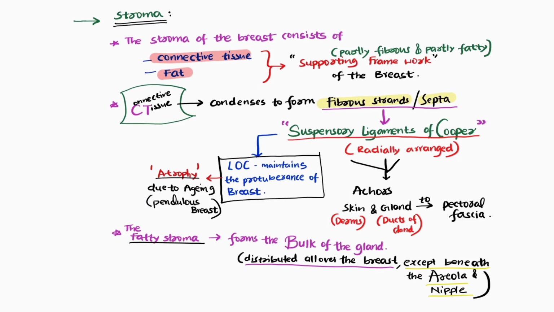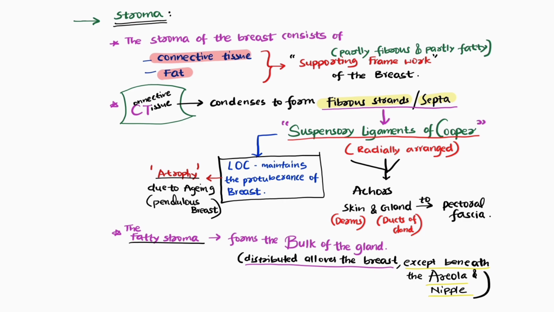And finally the stroma. The stroma of the breast consists of connective tissue and fat. This is solely the supporting framework of the breast. It is partly fibrous and partly fatty, which gives the structural framework to the breast. And this connective tissue of the breast condenses to form fibrous strands or septa. These are called the suspensory ligaments of Cooper. This is very important. These are radially arranged and anchor the skin and gland to the pectoral fascia.